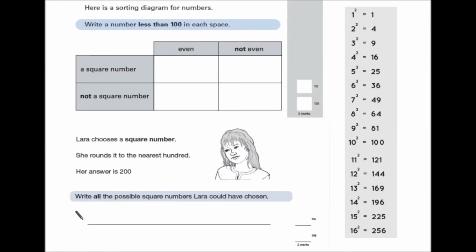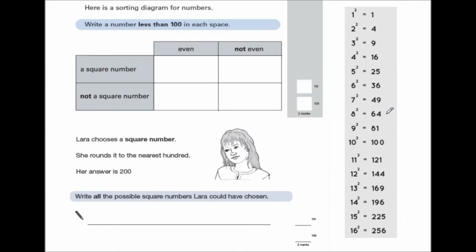Alright, so let's go through the first one. It says, here's a sorting diagram for numbers. We need to write a number less than 100 in each space. So the first thing we need is an even number, which is also a square number. So I've put them up here on the right, so you can have a little look. We need an even number, which is also a square number.